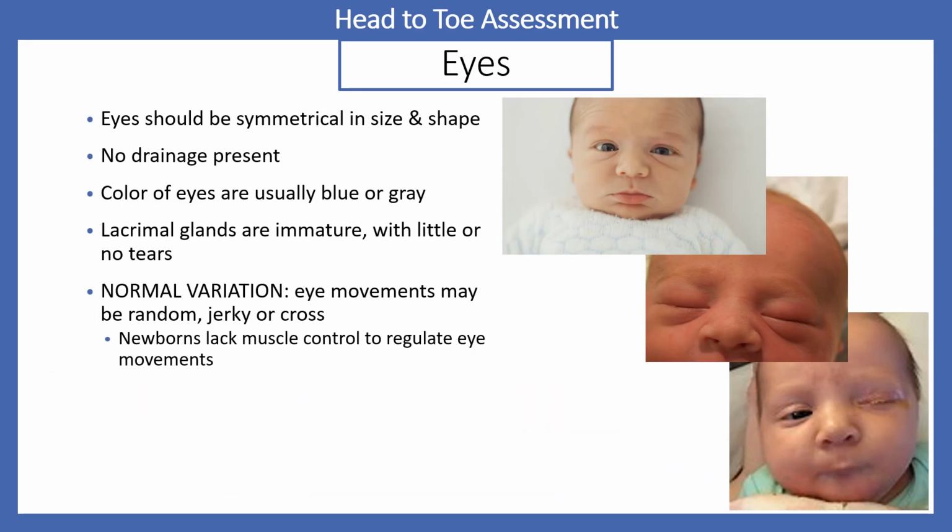When assessing a newborn's eyes, they should be symmetrical in size and shape and have no drainage present. A newborn's eye color is usually slate blue or dark brown. Eye color normally changes to permanent eye color around 12 weeks old. A newborn may have random, jerky eye movements or cross their eyes. This is a normal variation from the lack of muscle control to regulate eye movements. It will resolve as the eye muscles strengthen.